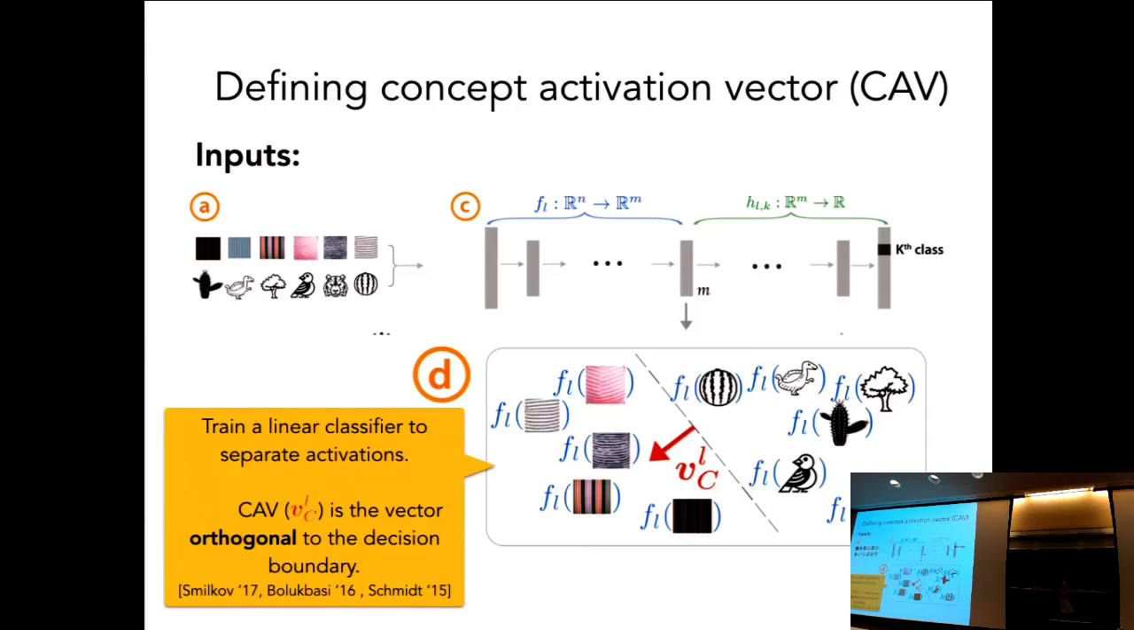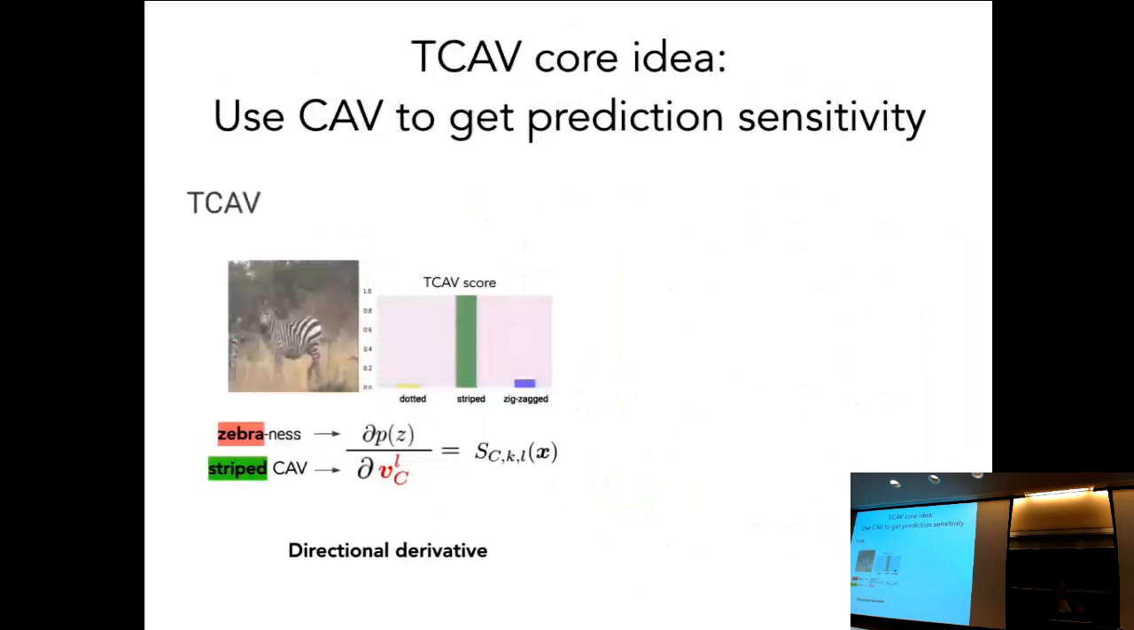You can just identify the hyperplane at M, which separates stripes from non-stripes, and then take the derivative with respect to it. Sure, that's one way to put it. So there's only one network, and then you take the derivative of that network's logit layer with respect to that vector. Does that make sense?